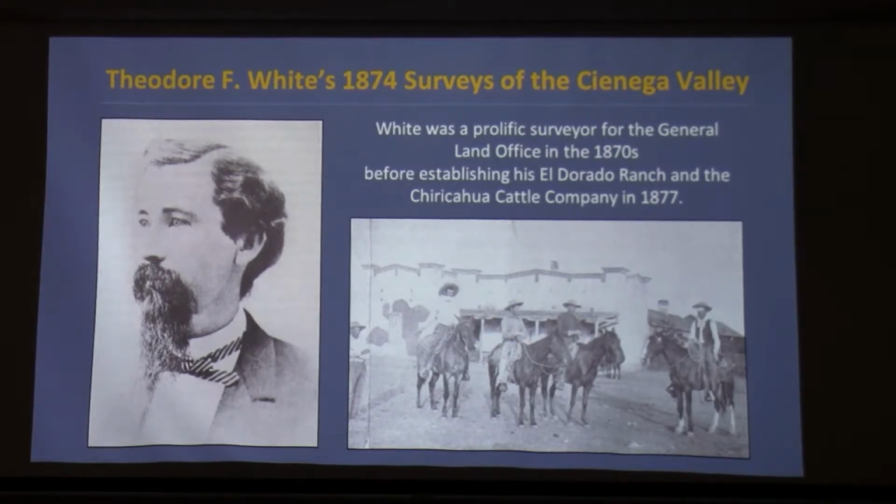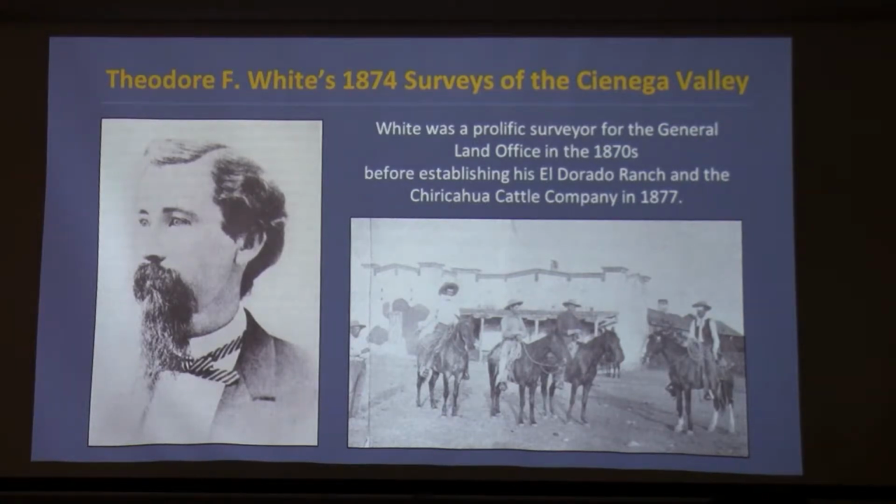He, specifically in 1874, surveyed 7 different township and ranges in the space of 3 months. And that means he with his team was covering 250 square miles, 500 linear miles within a space of 3 months.